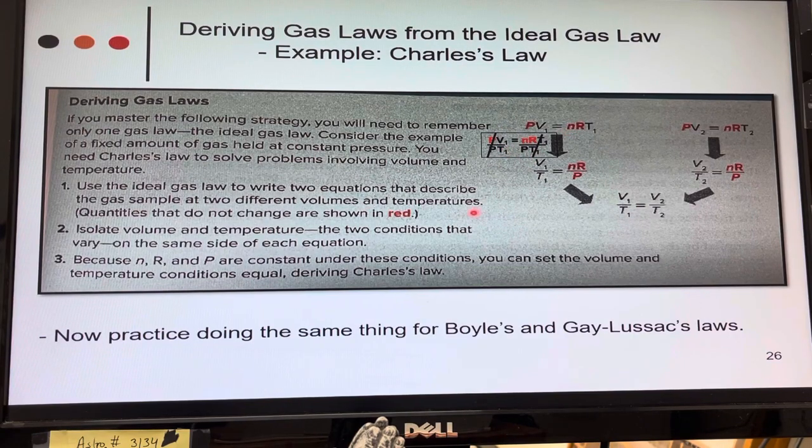The quantities that don't change are shown in red. P, n, and R. So those are constant, so those are going to cancel out. You isolate the volume and the temperature, the two conditions that vary, on the same side of each equation. So here, I've done it for you, okay? So you can see that when you do that, you get V1/T1 equals nR/P, and V2/T2 equals nR/P.